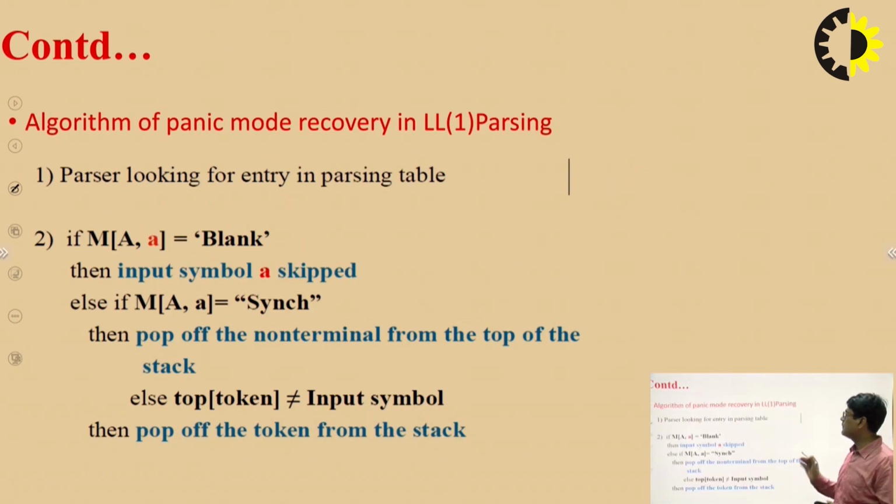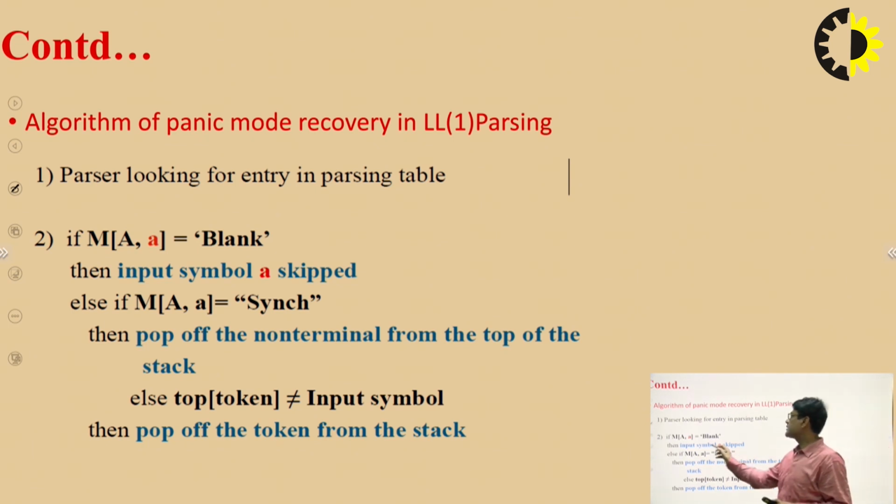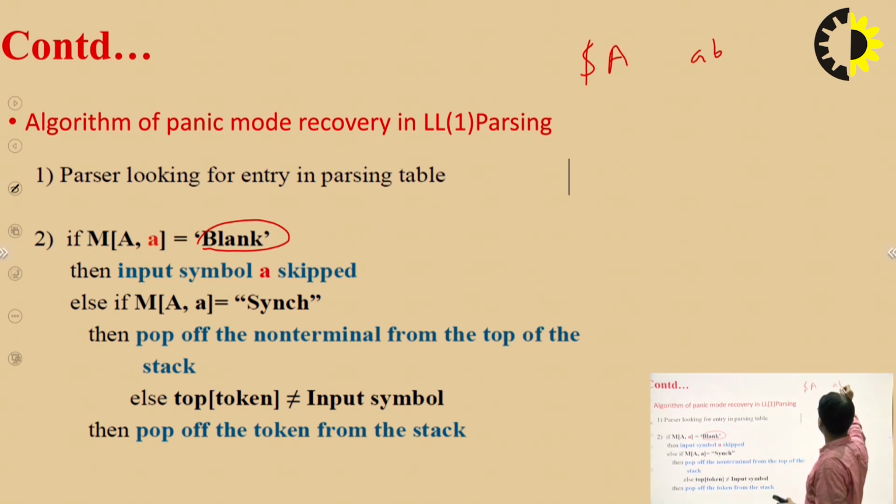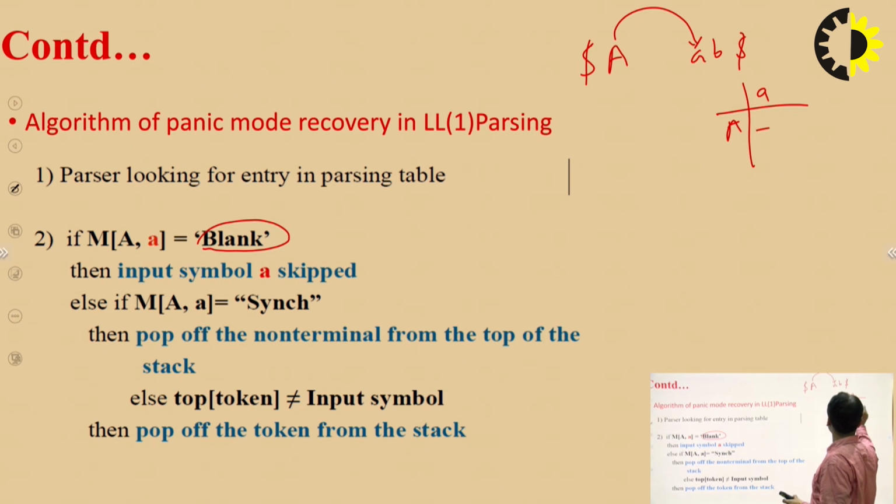How we can use the algorithm for panic mode recovery. If you are seeing any blank, I have just talked about that now. $A is given here, A, B, dollar is there. So for A and A, we are seeing blank. Here there is no entry. Then the input symbol A is skipped. So this particular input symbol is skipped.